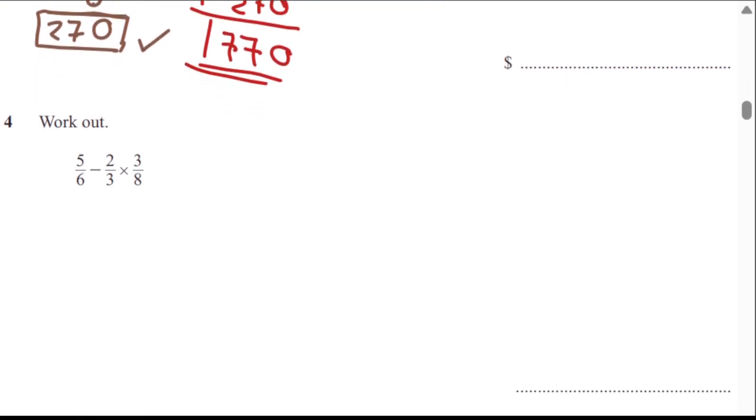Let's look at question 4. Question 4 says work out these fractions. This now includes order of operation.